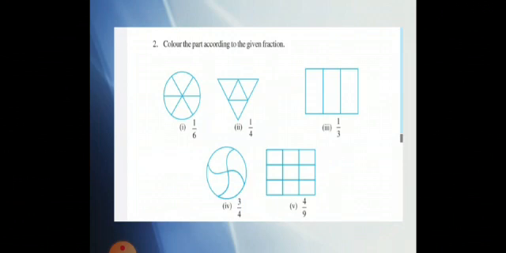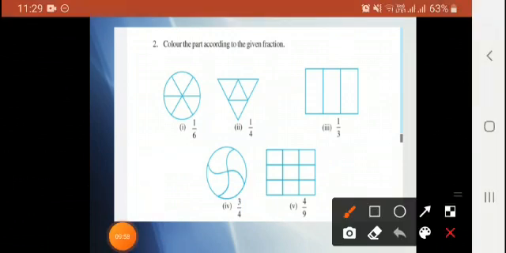Now coming to the second question. In the second question, it is, color the part according to the given fraction. Now in the first part, it is given 1 upon 6. 1 upon 6 means there are 6 total equal parts, and out of 6 1 is shaded. So children, you can color one of the parts with any of the colors. You can do these questions in the book itself.